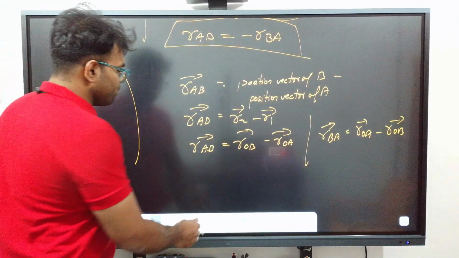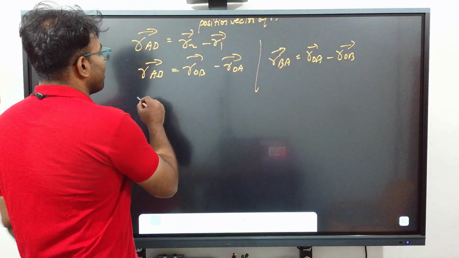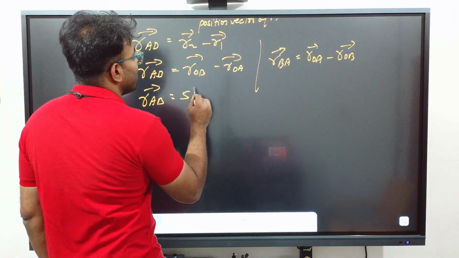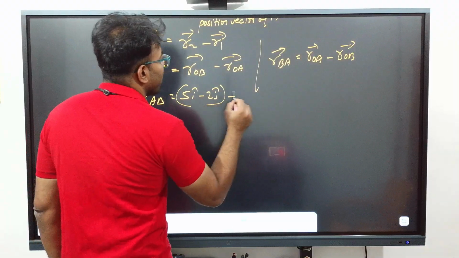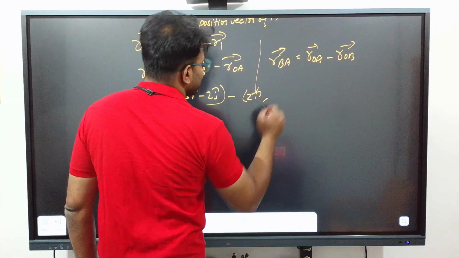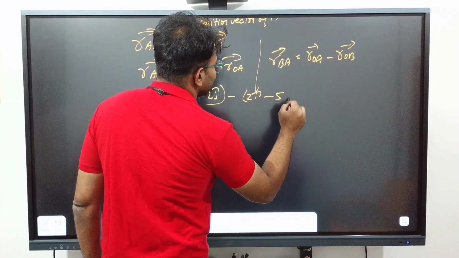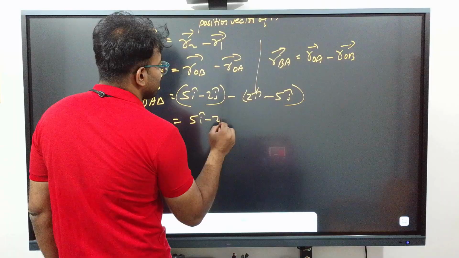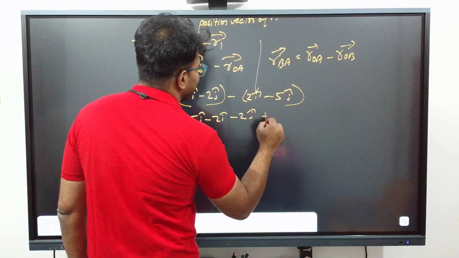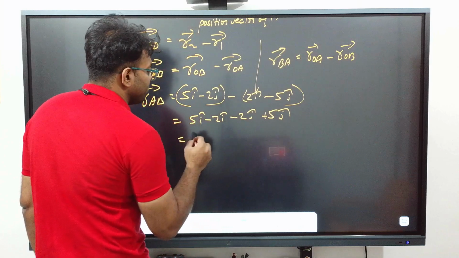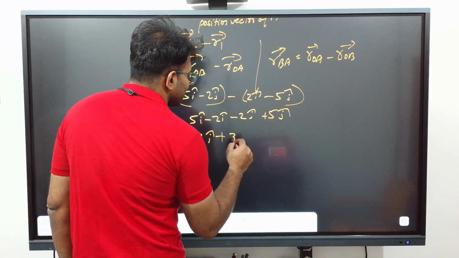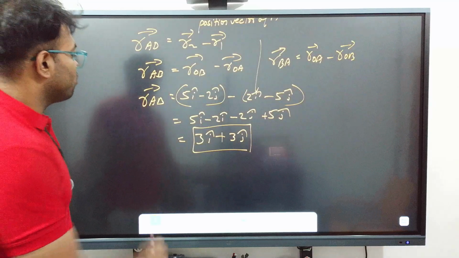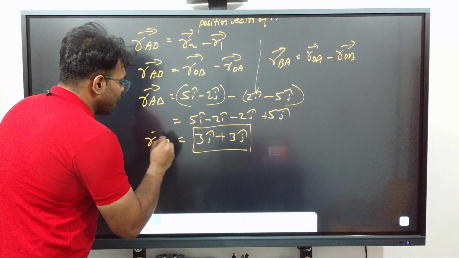Now, this value R of AB can be written as R2 minus R1, which is 5i plus 2j minus of 2i plus 5j. When I open the bracket, I'll get 5i minus 2i plus 2j minus 5j. So this will become 3i minus 3j. This becomes the displacement vector. So R of AB can be written as this.